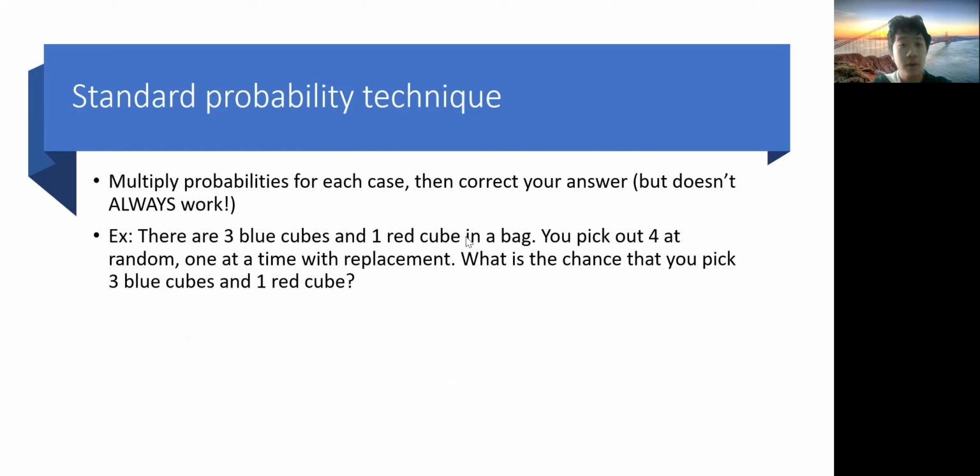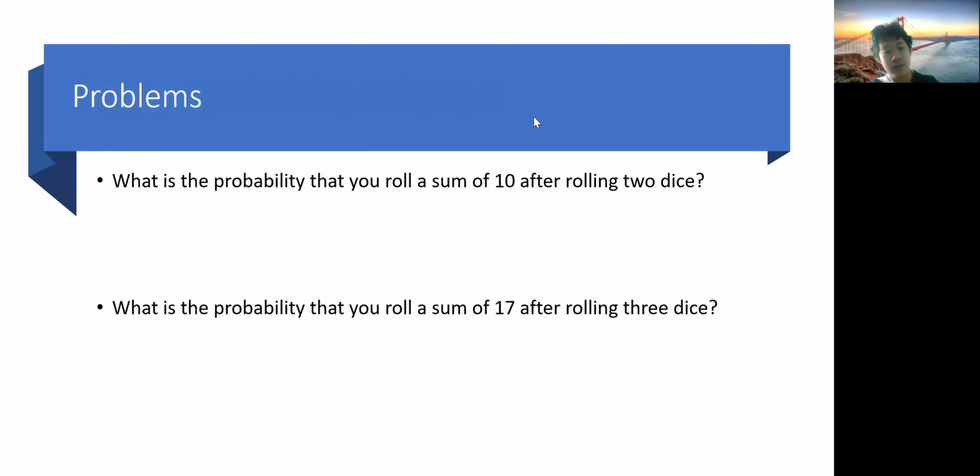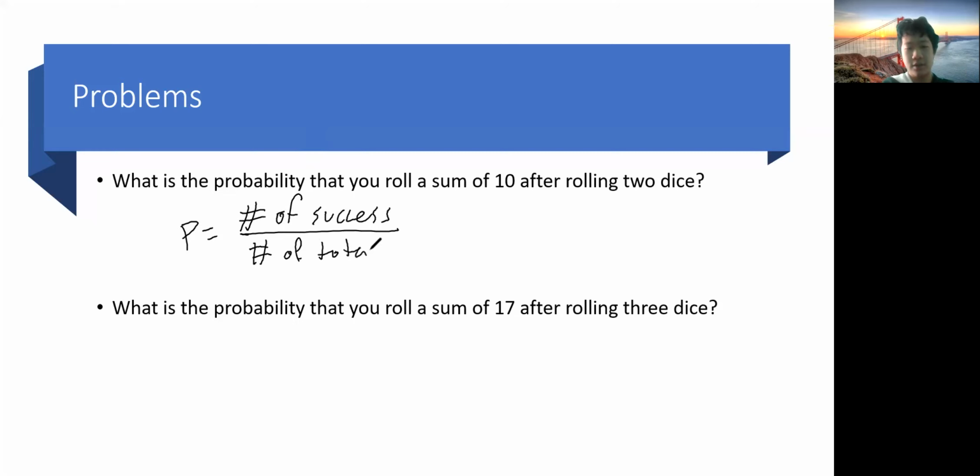All right. Here's some problems. So here are 2 examples where you have to use the probability technique I showed you last semester, which is sometimes the standard technique I told you earlier doesn't work. And these are 2 problems where it doesn't work. So you've got to use the technique I told you last semester, where you count the number of successes over the number of total. So here you've got to use this formula instead of that one.